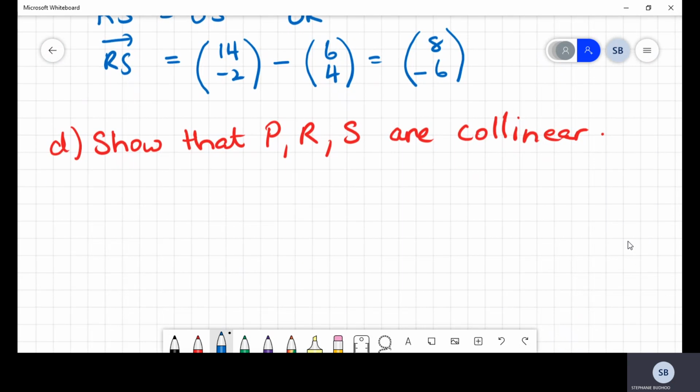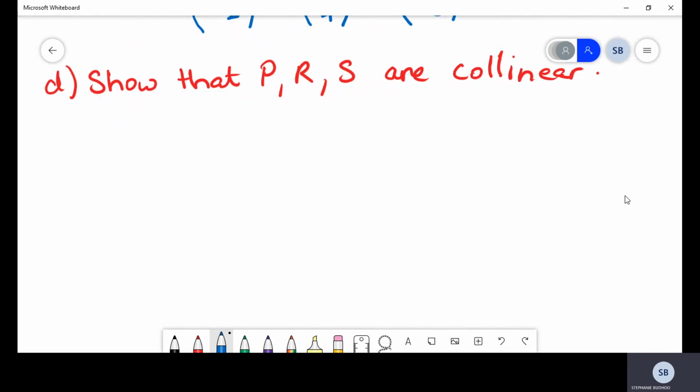And we have a question here on collinearity. So they want us to show that 3 points are collinear. What does this mean? It simply means that the points P, R, and S lie on the same straight line. Now, how can we begin to show that these 3 points are collinear? Well, the first thing we can do is create 2 vectors using those points. So I will create the vector PR as well as the vector RS.